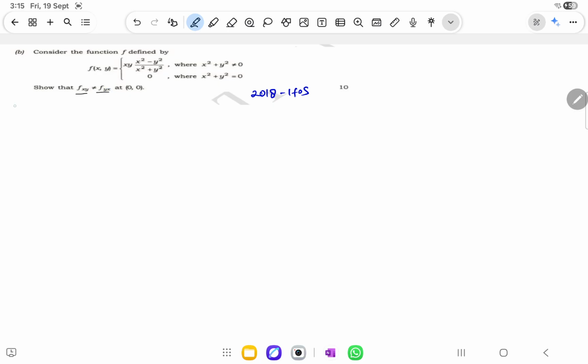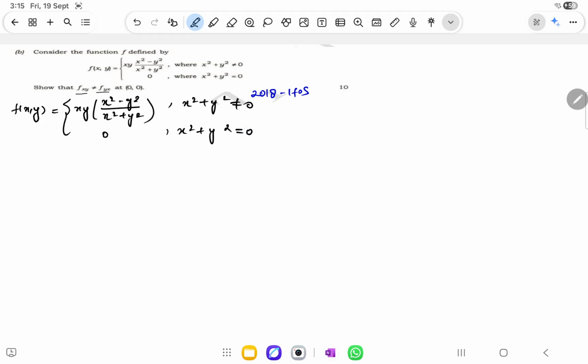So f(x, y) is basically equal to xy times (x² − y²) divided by (x² + y²) whenever x² + y² is not equal to 0, and 0 whenever x² + y² is equal to 0. So for that, first we must calculate the partial derivative of f with respect to x, and then the partial derivative of f with respect to y.